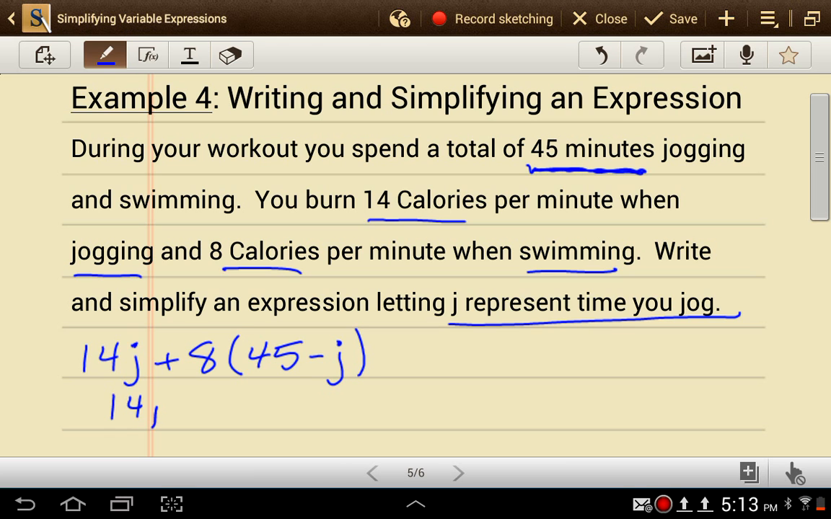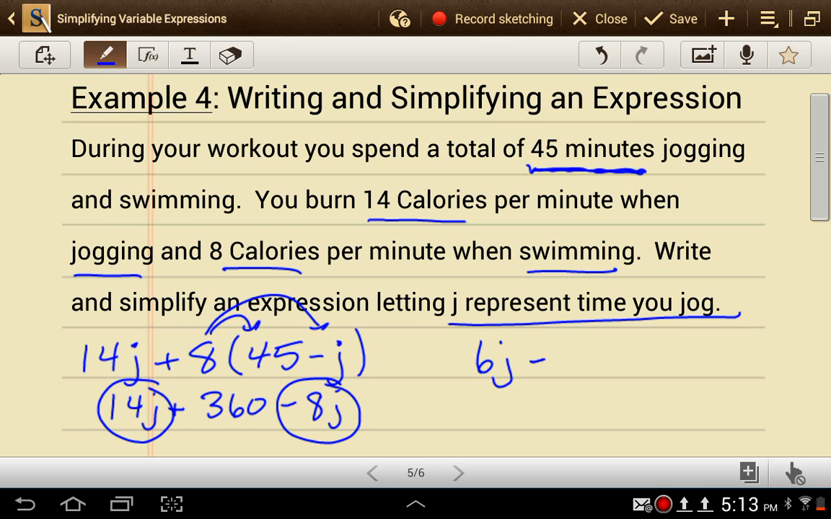I'm going to get 14J plus 8 times 45 is 360, minus 8 times J is 8J. Combining like terms, 14J minus 8J is 6J, plus 360. There's my expression simplified. Now I'm going to go to the next screen and apply this expression. So if you need to pause, go ahead and pause.